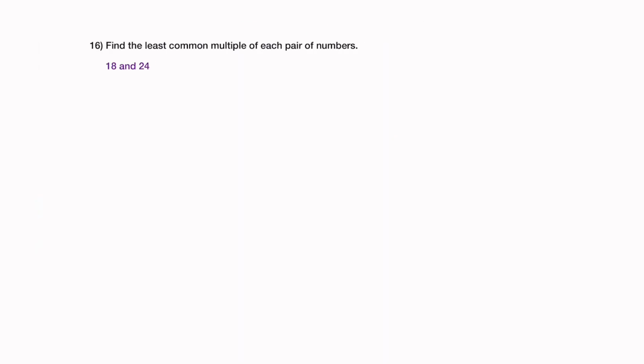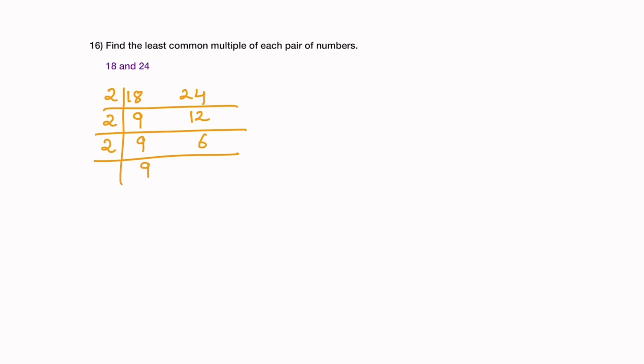18 and 24. So we say 18 and 24. Now this will have many common factors. Let's start with 2. 18 divided by 2 is 9. 24 divided by 2 is 12. And again with 2. So 9 we write as it is. 12 divided by 2 is 6. Again we go with 2. 9 as it is. 6 divided by 2 is 3. We start with 3 now. 9 divided by 3 is 3. 3 divided by 3 is 1. And last time we have 3 here.